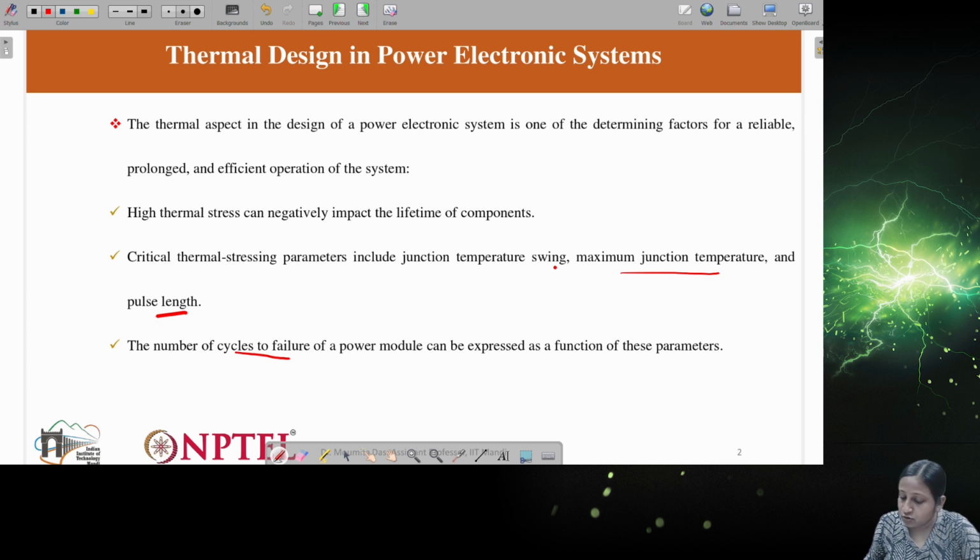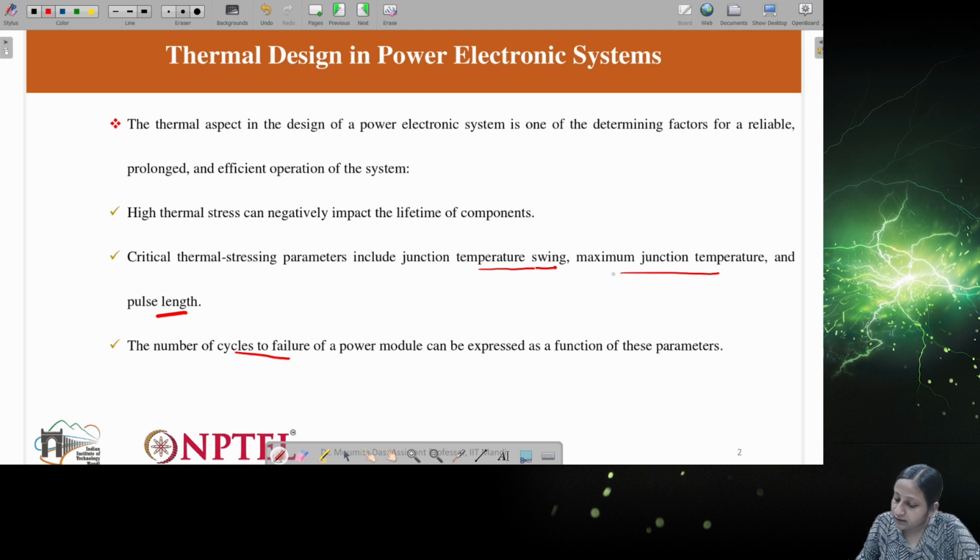Now this depends on three factors. One is the temperature swing. So what will be the temperature variation in the converter? Let's say the device in the converter is turning on and turning off. During that time the temperature will also vary. During the turn on time, current will be at rated condition, and during the turn off time the voltage will be at rated condition. Based on that the power losses will happen, and based on the power loss the temperature will change. That gives us the temperature swing.